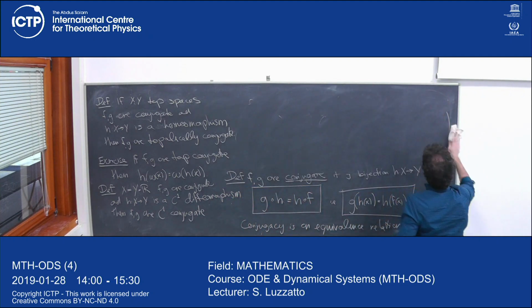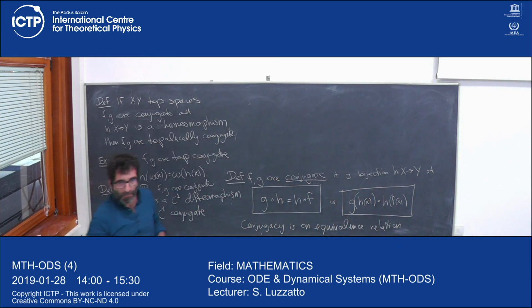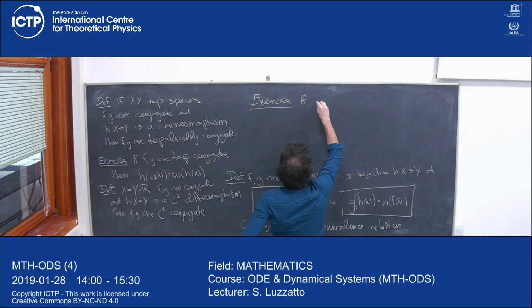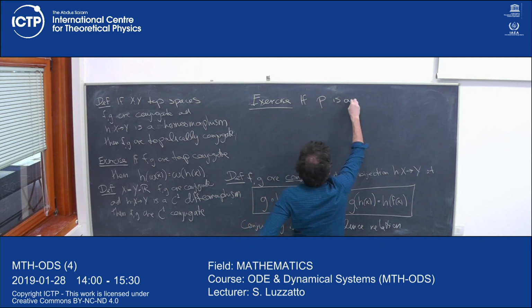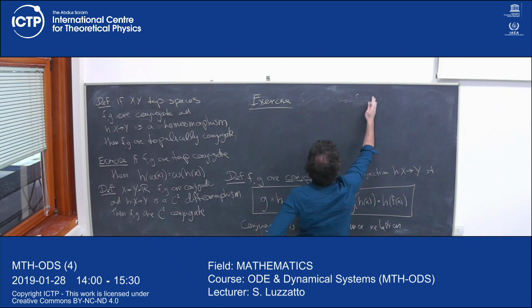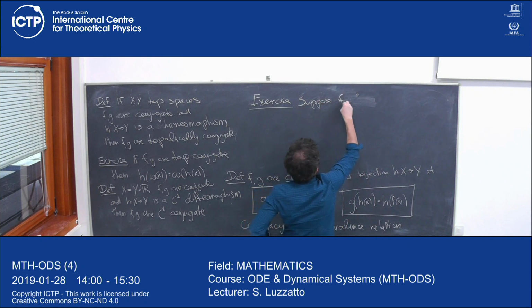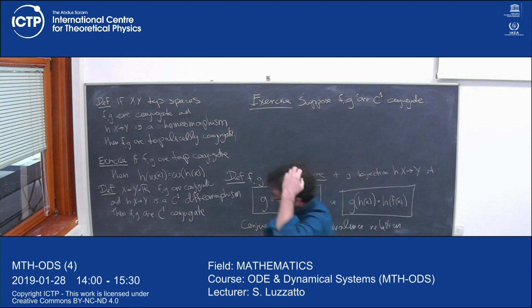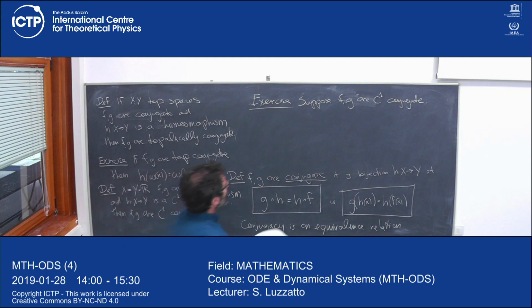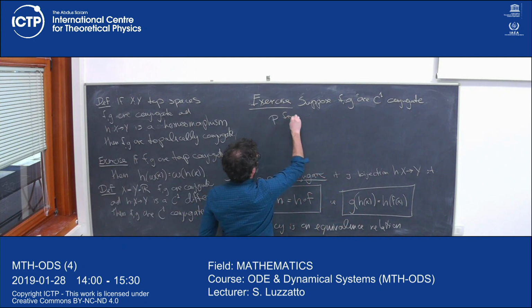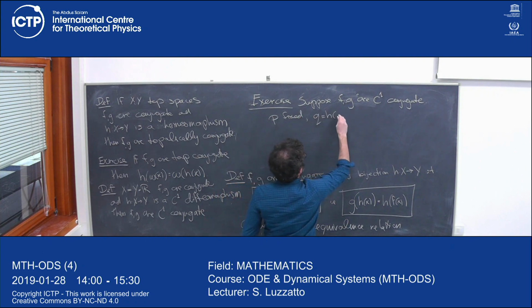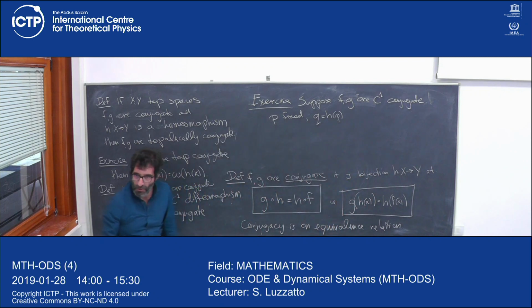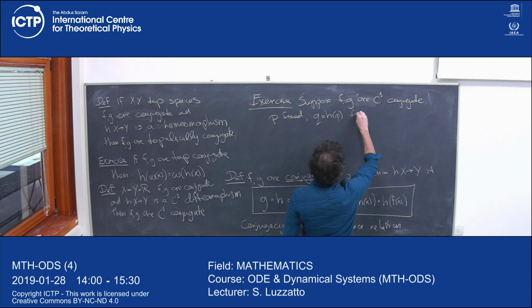So there is one crucial observation. Let me write this. Exercise again: if P is a fixed point, suppose F and G are C1 conjugate by some conjugacy H, and P is a fixed point. Then Q equals H of P is also a fixed point, because the conjugacy maps fixed points to fixed points. Q is also fixed.